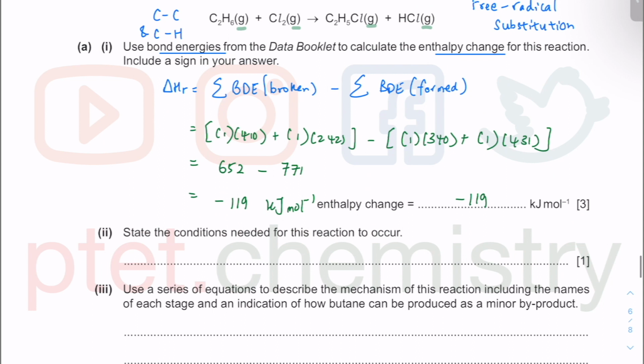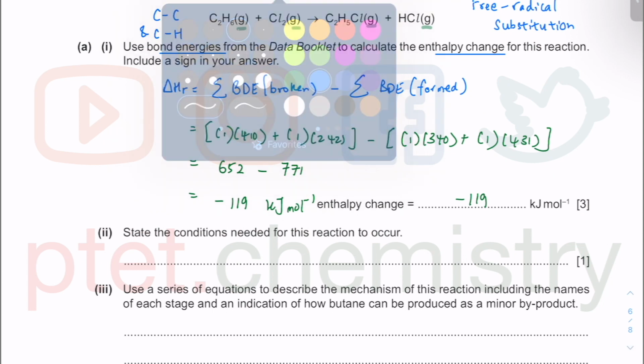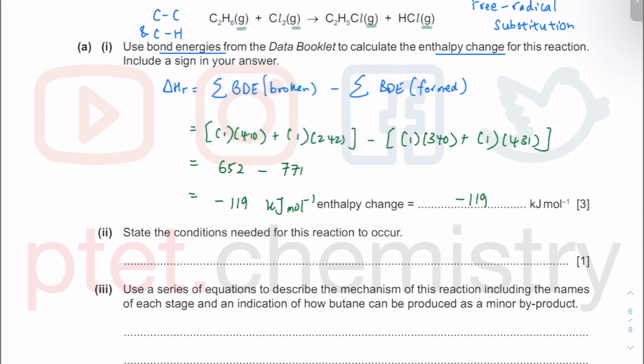Okay. Now state the conditions for this reaction to occur. As I mentioned, it was a free radical substitution reaction. So you need your ultraviolet light. So ultraviolet, abbreviated as UV light. And what else? State the conditions needed. That's all really. Okay, so the UV light is essential for these reactions.